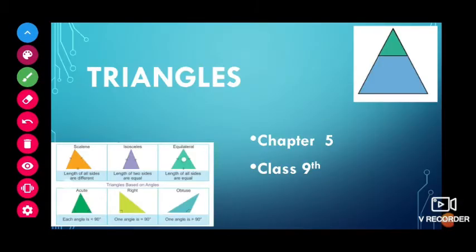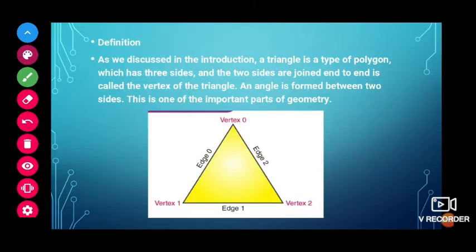Today we are going to discuss chapter number 5, Triangles, full chapter covered, children. Before getting into the chapter, first we will see the geometry I already discussed with you. What is a point, line segment, ray, angle, each and everything we already discussed in chapters 2 and 3, children. Now, from geometry, we are going to discuss the triangle.